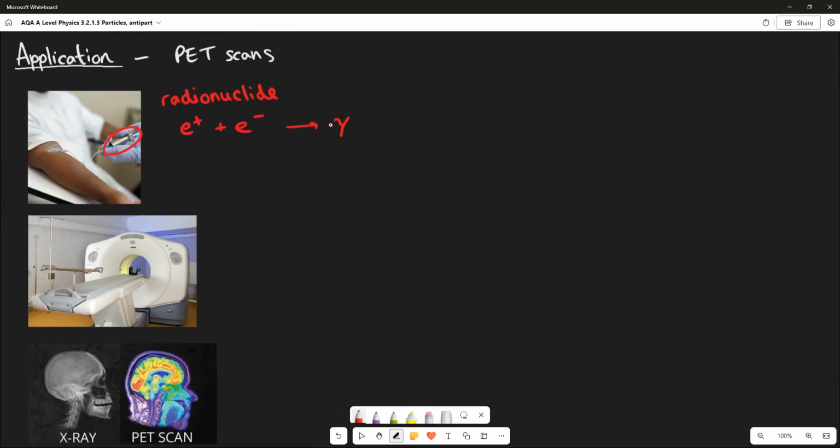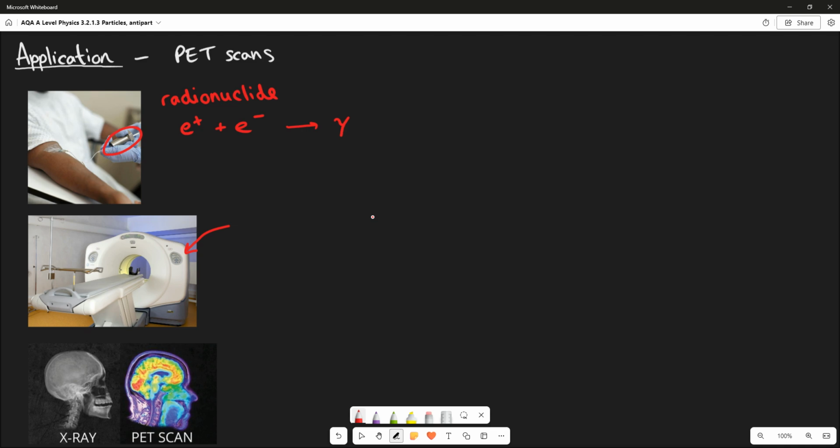That gamma photon is identified by the PET scanner, and then an image can be put together from all of these gamma rays that are given out. Notice here is an example of an X-ray, and here is an example of a PET scan. This is much more detailed, and it shows the function of the human body rather than just the hard structures within the human body. So this is showing the uptake of sugars by the body, and you can see that the brain is very, very active, because in terms of energy, it's a very high demand organ.